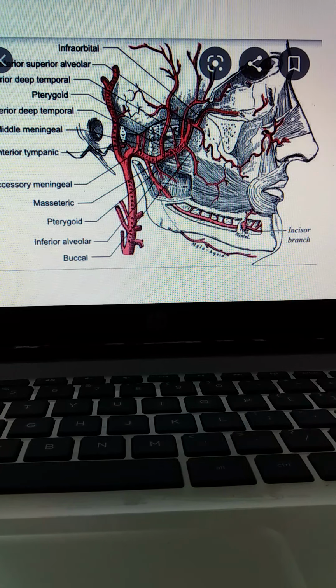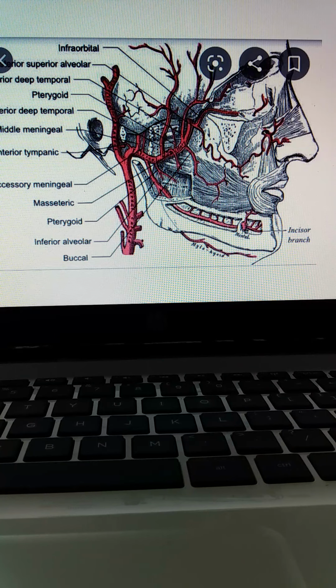So these were the 5 branches of the first part of the maxillary artery. Now if we talk about the second part of the maxillary artery, it has 4 branches: masseteric, deep temporal, pterygoid, and the buccal branch. Masseteric, deep temporal branches, then the pterygoid branches to the pterygoid muscles, and the buccal branches.